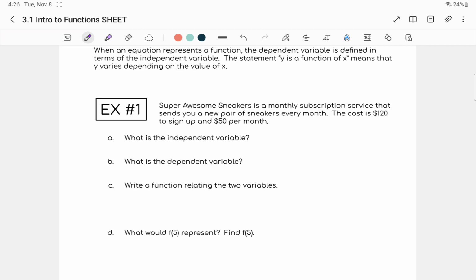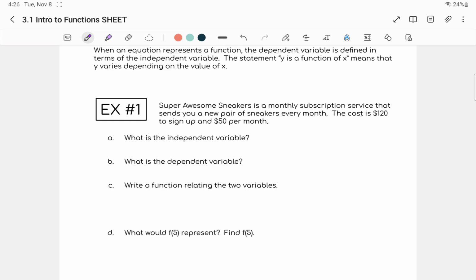So there are two things that are happening here, right? First would be the months, right? You are subscribing to this every single month. So that's our first variable. That would be our months, our time. And then the cost, right? Our total cost is also going to be a variable. That's what's changing as well.